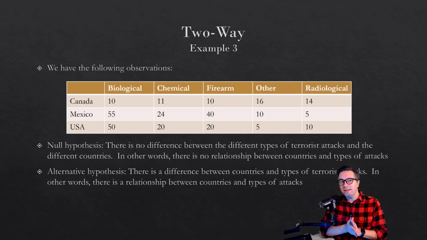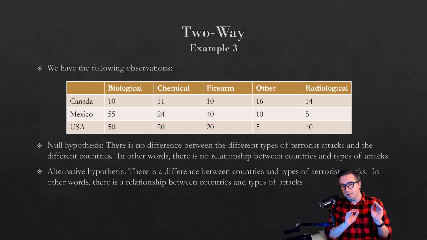All right, so the idea for this is that we're going to be now comparing 2 different variables. So if you look at the data set, there's type and then there's country, right? So we already went through country. Now we're going to look through type. And so our null hypothesis is that there's no difference between the different types of terrorist attacks and the different countries. In other words, there's no relationship between the countries and the type of attacks, right? The alternative is that there is a difference between the countries and the type of attacks. Or in other words, there is a relationship between the countries and the types of attacks, okay?